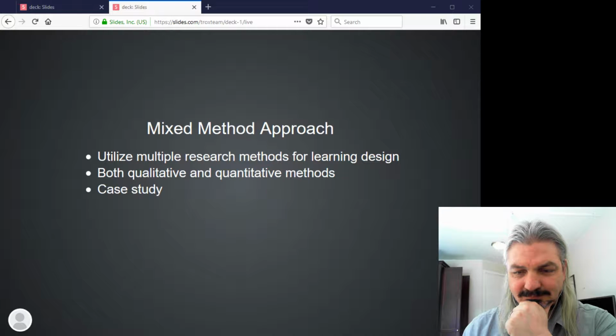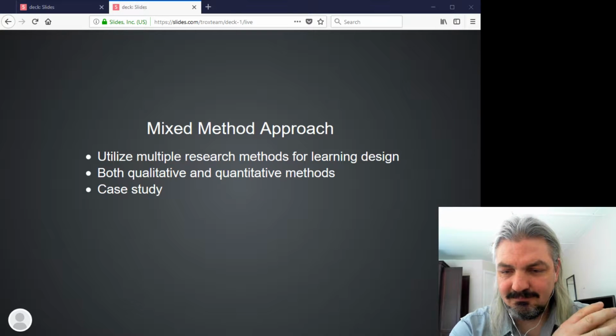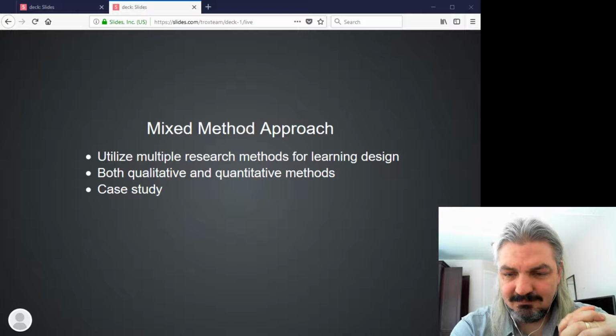Research method to assess the quality of the learning design in games.